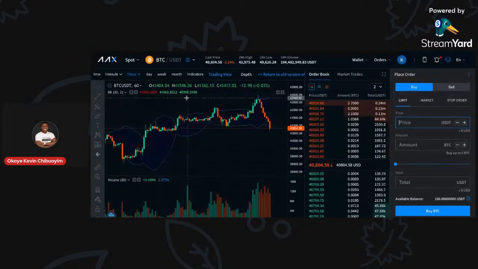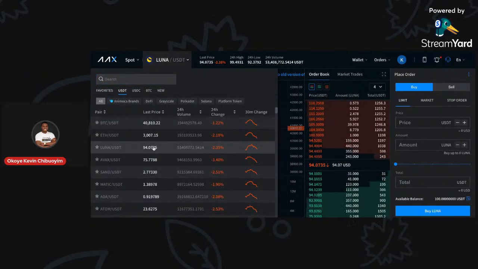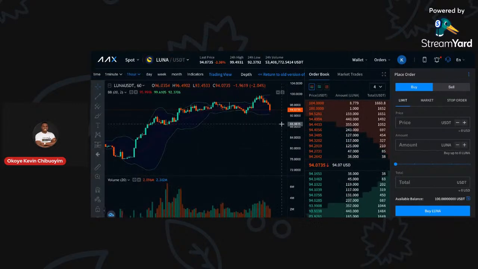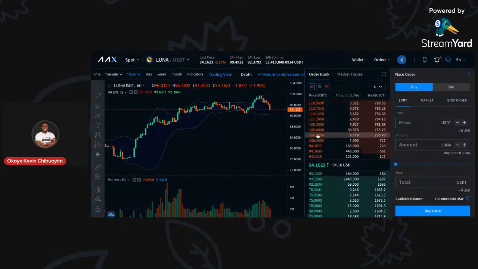So basically, let's test this out. The current price of, let's go back to Luna. The current price of Luna is $94, as we can see here. I was on the wrong chart, but what I said still makes sense. There was not much volume, and it has broken down the middle Bollinger Band. So the current price of Luna is $94.